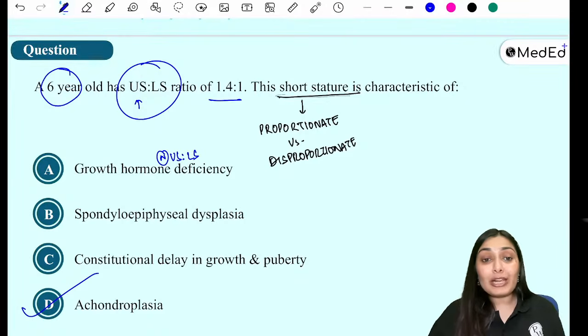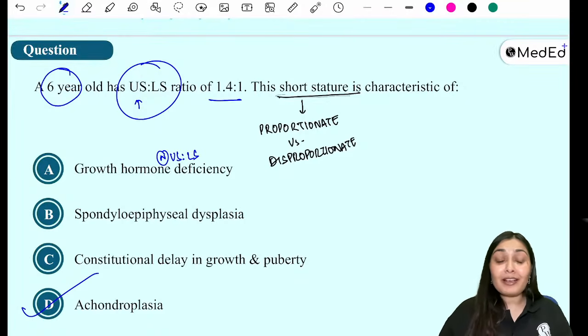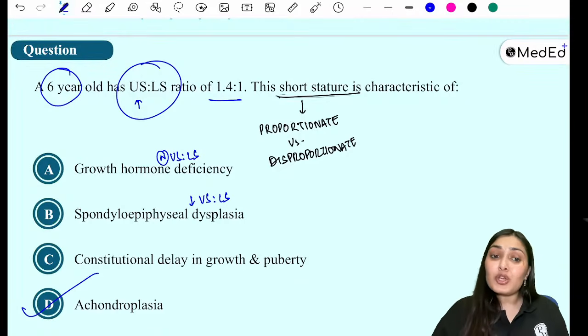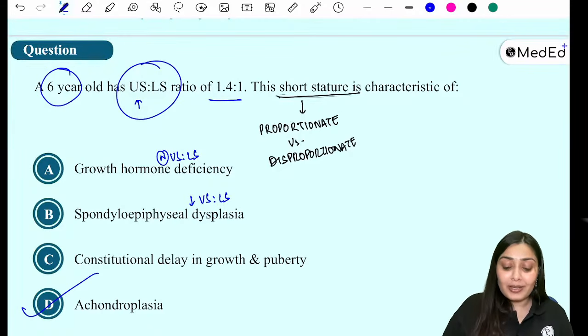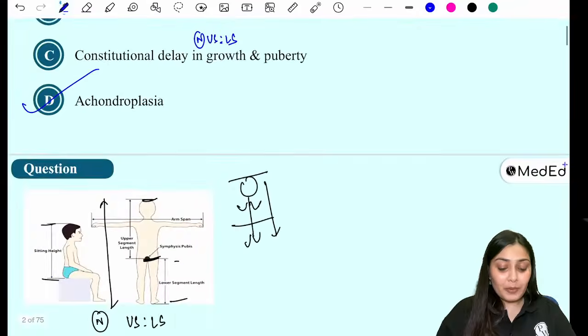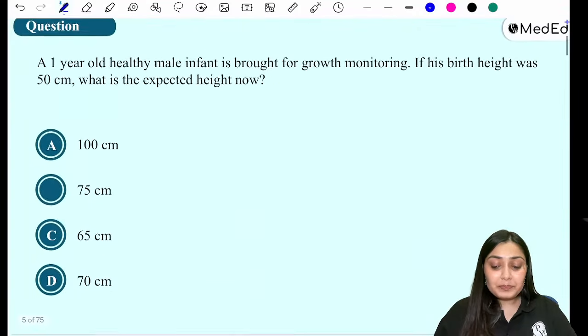What about spondyloepiphyseal dysplasia? Here again my spine is affected, so this is short trunk dwarfism. Here you are going to have less upper segment lower segment ratio. In constitutional delay in growth and puberty, this is a physiological short stature. Again normal upper segment lower segment ratio for that age. Right? So the correct answer over here is achondroplasia. Now let's move to the next question.